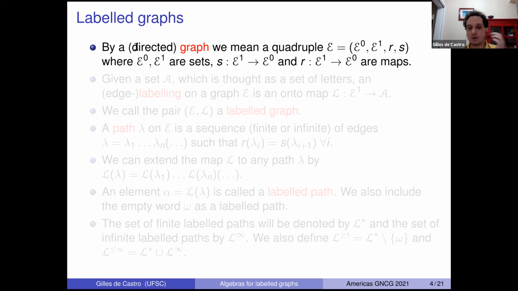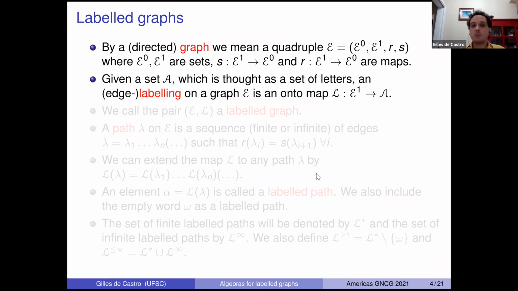In our setting, all graphs are directed graphs. And then for the labeling, we aren't going to label the edges. So we have the set A, which is a set of letters, and we have this map from the edges to the letters. So we just put a letter on each of the edges. And we assume this map is onto, because the letters which are not used as a label for any edge you can ignore. And so this pair is a labeled graph.